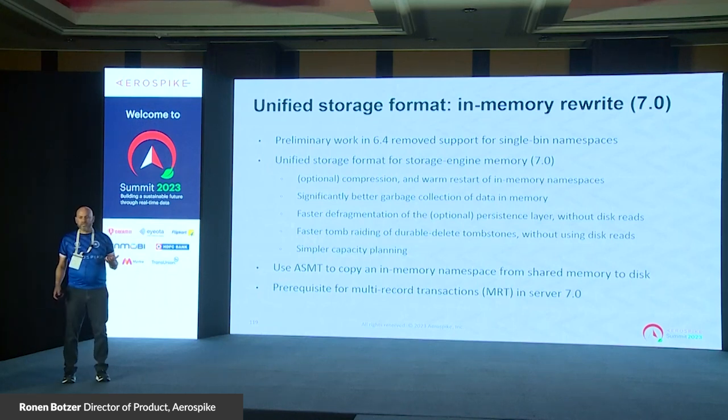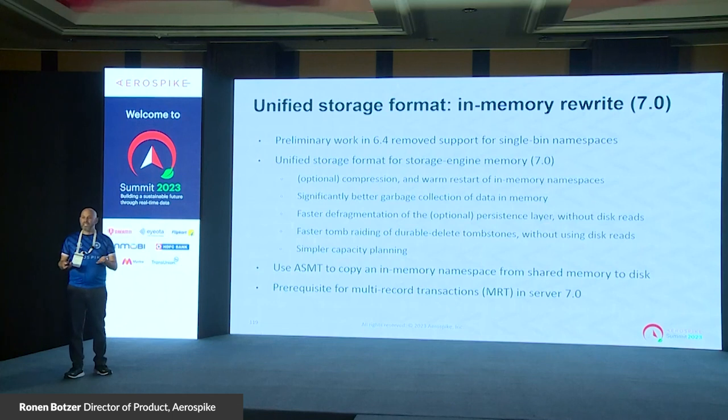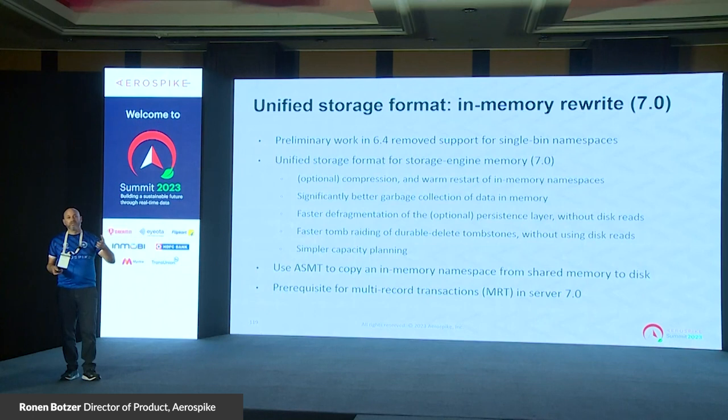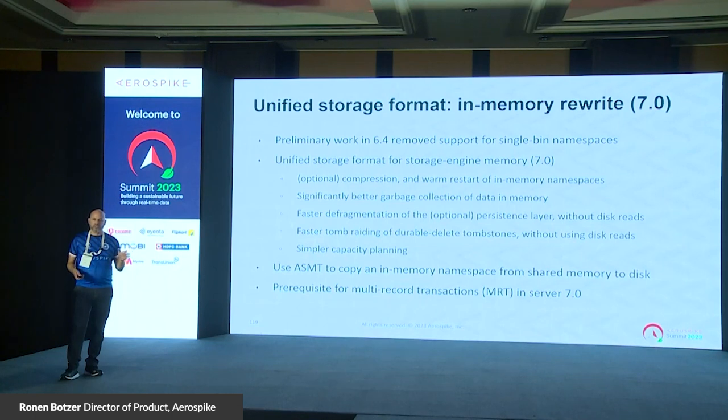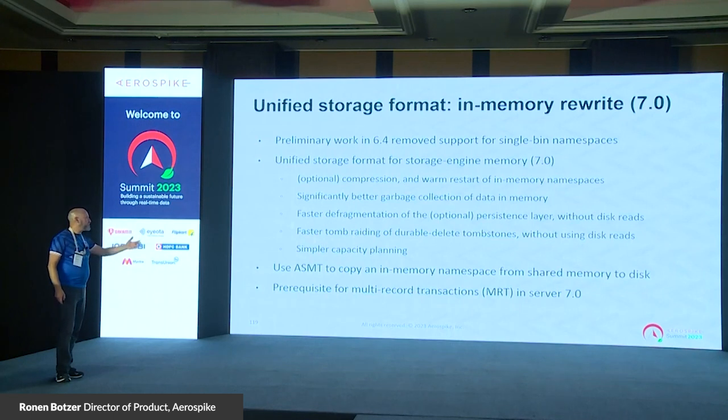CPU should probably drop because we're not serializing in two different formats on a write. We're just doing it once with the same very efficient flat format that data on SSD uses. Whatever goes into the write block, we only do it once. So that should also drive down CPU, unless of course you're doing compression, and then you take back that CPU towards compression, but nothing's free. And the main thing is we're not doing this to torture anyone. It really is all about it being a prerequisite for multi-record transactions.